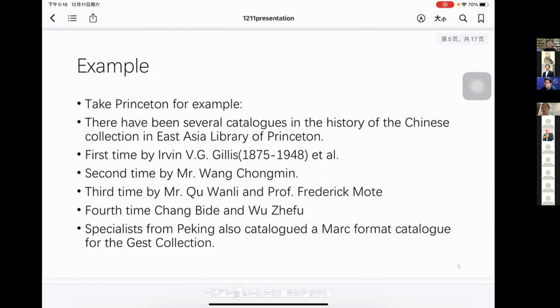Now I would like to take Princeton, for example, to explain step 1 of our project. As we all know, there have been several catalogs in the history of the Chinese collections in the East Asian Library of Princeton. The first time, the catalog was headed by Gillis. The second time it was by Mr. Wang Chongming, and the third time by Mr. Qu Wanli and Professor Frederick Mote. And there is still a fourth time, which was done by Chang Bide and Wu Zhefu. Specialists from Peking also cataloged a marked format catalog for the Guest collection in Princeton.